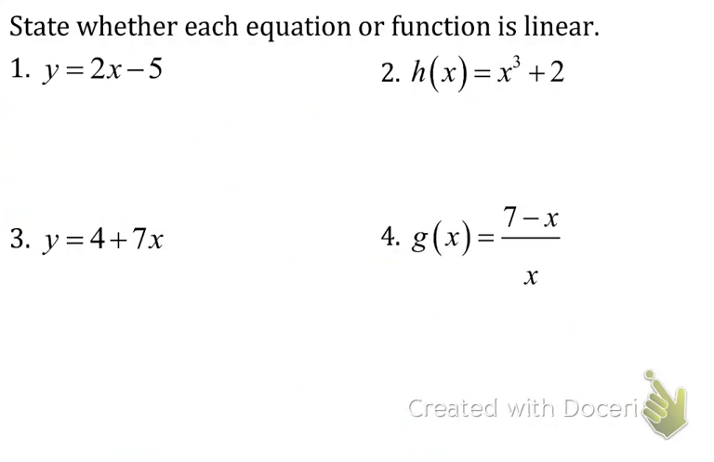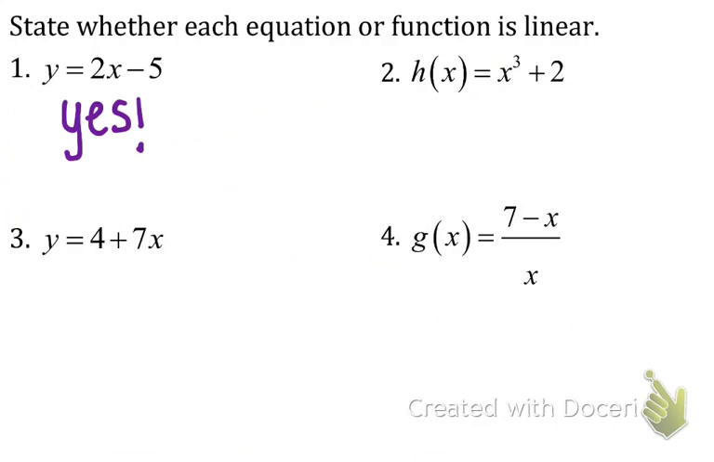So let's decide whether these functions are linear. Our first function, y equals 2x minus 5, has a variable x with an exponent of 1, so that is okay, has no variables in the denominator or being multiplied together. So yes, this is a linear function.